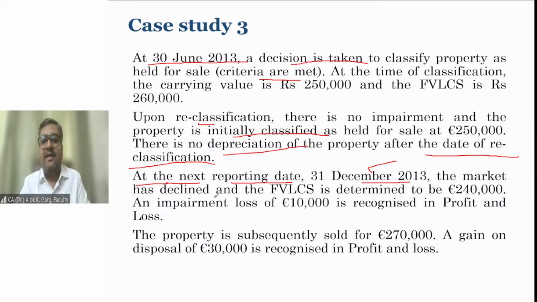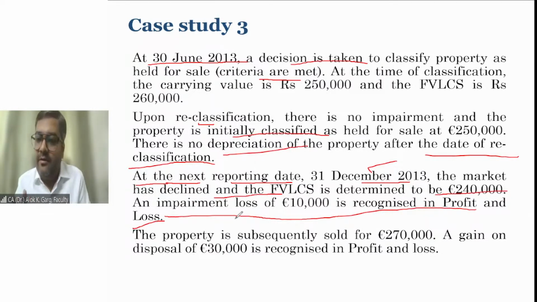The market has declined and so on the reporting date, you have to measure at fair value less cost to sell. And the fair value less cost to sell is 2,40,000. Now what to do? This NCHFS is sitting at 2,50,000 at the date of initial recognition, 30th June 2013. Now this value becomes 2,40,000. So you have to recognize an impairment loss of 10,000. Simple. An impairment loss of 10,000 is recognized in profit and loss. Is that clear? On 31st December.